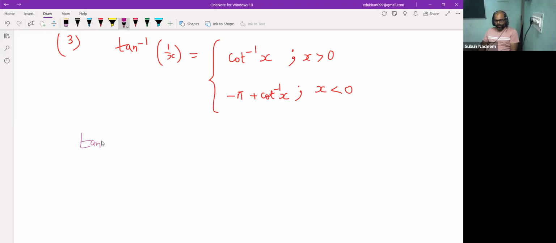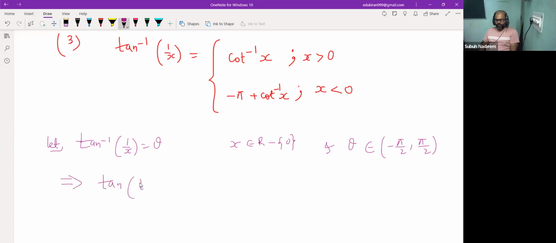Let tan inverse of 1 by x be equal to theta. Since x belongs to the real numbers except 0, because in the denominator we can't take 0, tan inverse can take any real value. It is not between -1 and 1 only. And theta belongs to minus pi by 2 to pi by 2, that is the principal value of tan.